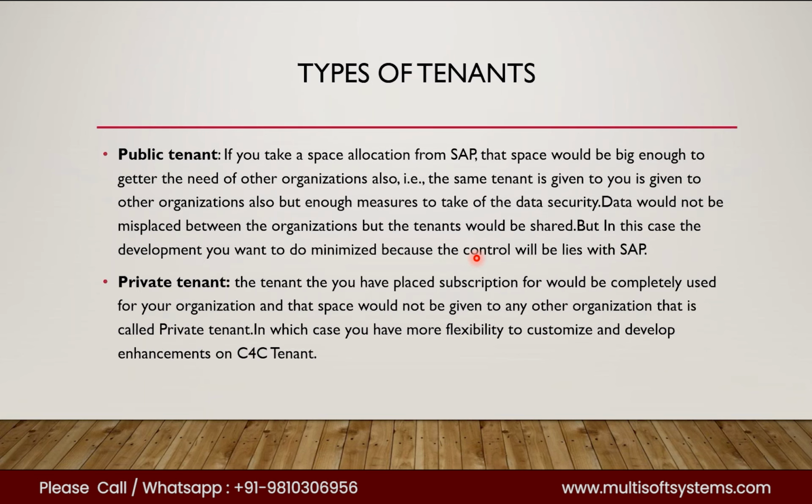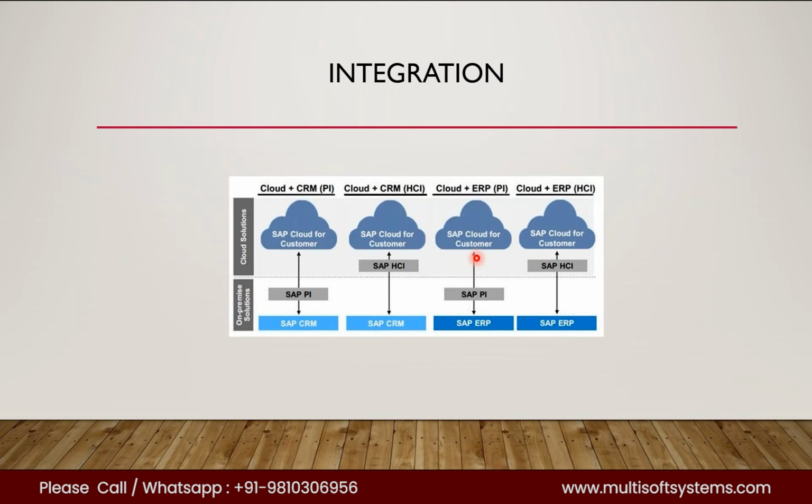Okay. So now, this is the type of tenant, public tenant, private tenant, which you are already aware of. And then I can say this is integration: how we can integrate our CRM and C4C system. In the on-premise system, we have PI, C4C, CRM, HCI, PI. Both we can replicate, and then C4C, HCI, ERP. So this is how we can replicate our system.